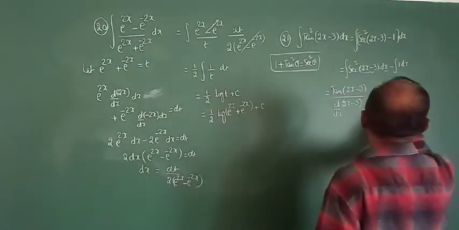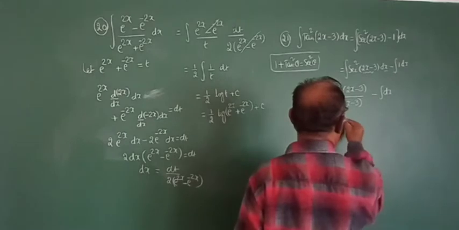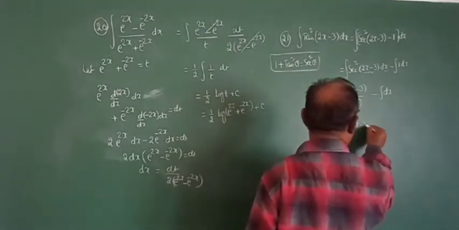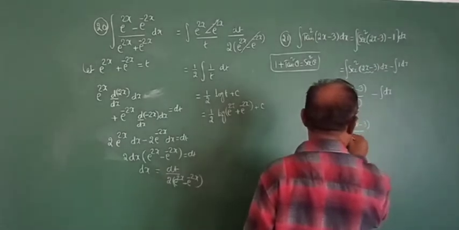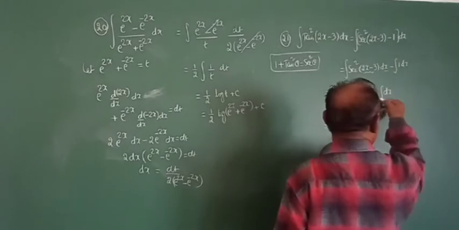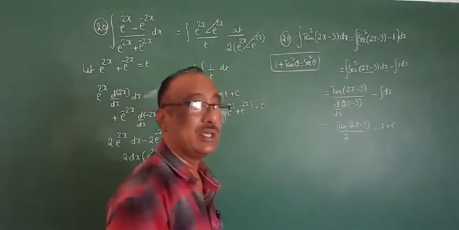Minus 1 into dx is the integral of dx. So its antiderivative is tan of 2x minus 3. In the denominator, the coefficient of x has derivative 1, and the constant 3 has derivative 0. The integral and derivative cancel, plus x, plus the integral constant c.